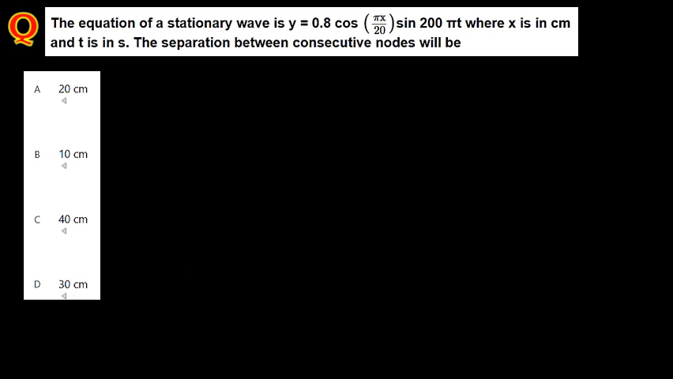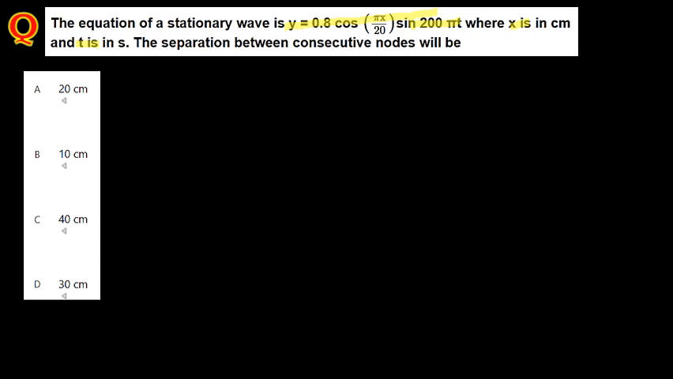Okay, the next problem again. This is important here. See this one. A stationary wave, they have given the equation here: y is equal to 0.8 cos of pi x by 20 sine of 200 pi t, where x is in centimeter and t is in second. The separation between two consecutive nodes. So what they are asking here is the distance between the two nodes.